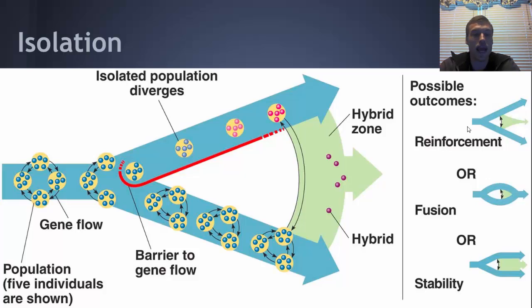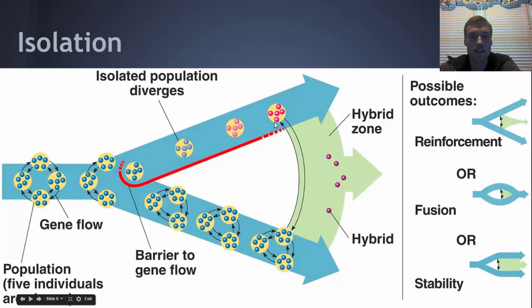So let's kind of talk about how this isolation could occur. So we've got a group of organisms. They're right here, and there's gene flow going back and forth. Individuals are sharing their genes. And then we've got a group of organisms that get separated from the rest of them. So it no longer can have gene flow occurring. Therefore, evolution is occurring on it separately.